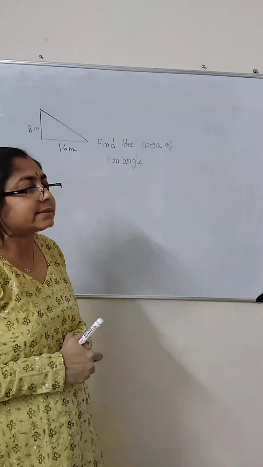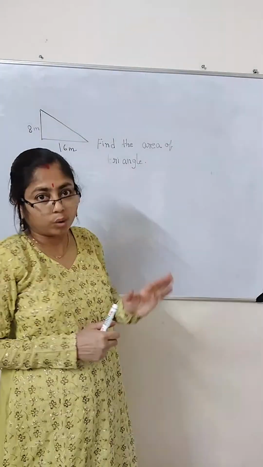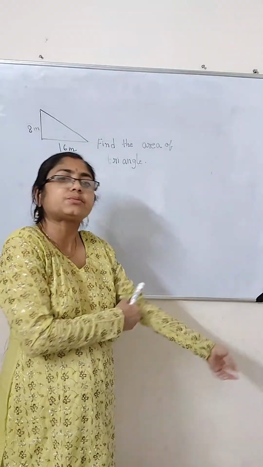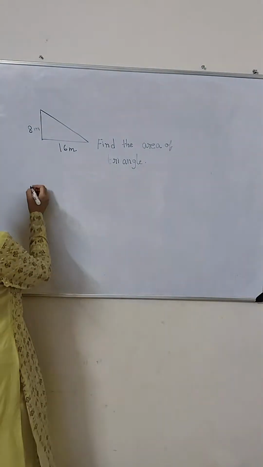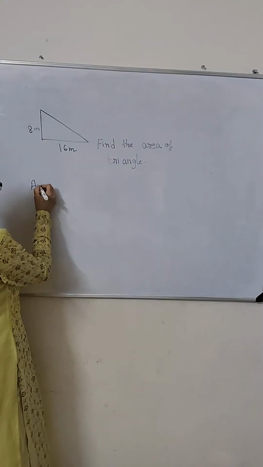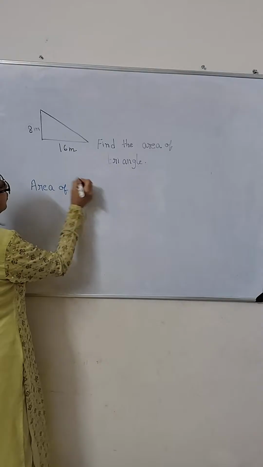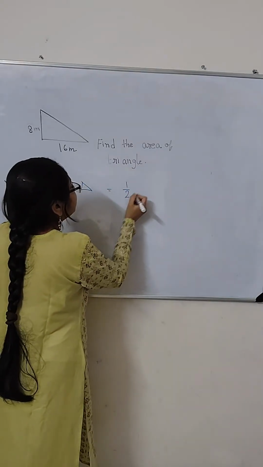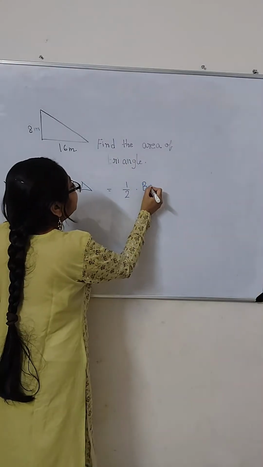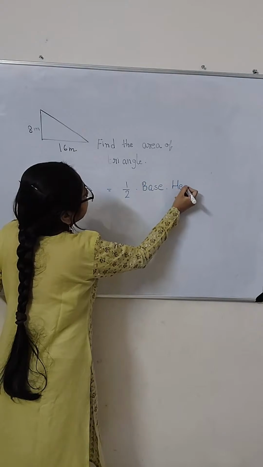So in that picture, I give height and base both. So you have no problem. Just put the formula and put the values. Okay. So what's the area? Area of triangle. What's the formula? Half base into height.